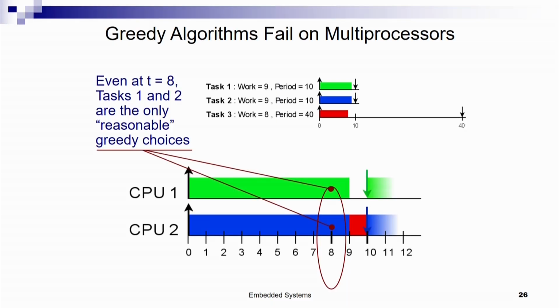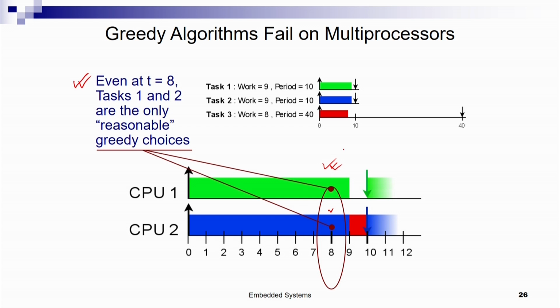We cannot have overlapped executions, and therefore, due to these idle slots of the CPU, every 10 time units one idle slot of the CPU makes this task 3 miss its deadline at 40. However, there is something important that happens at 8 which we must be missing here. Even at 8, the tasks T1 and T2 are the only reasonable greedy choices.